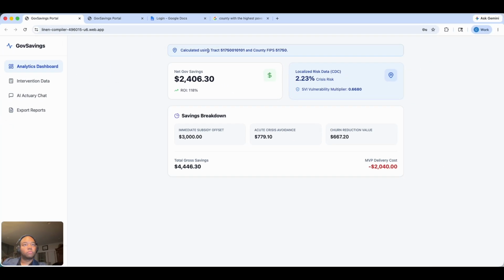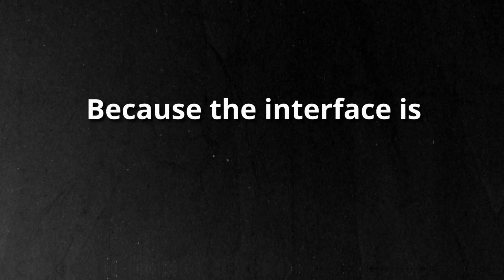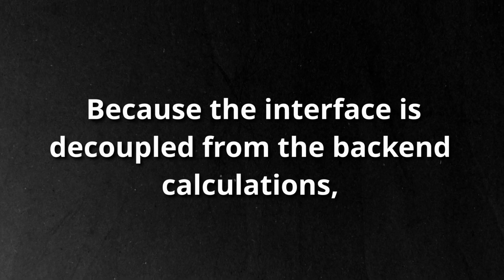Once we know where you are, that data feeds directly into your nonprofit dashboard. This clean, multi-tenant interface provides an immediate feedback loop. At a glance, you can see your net system savings, your organization's return on investment, and the localized risk profile of your specific community. Because the interface is decoupled from the back-end calculations, your data stays strictly isolated and secure.